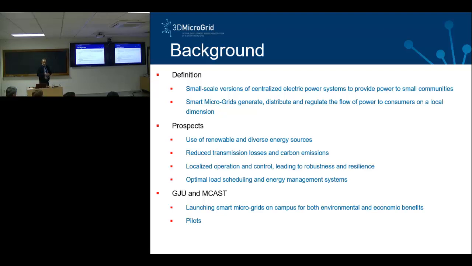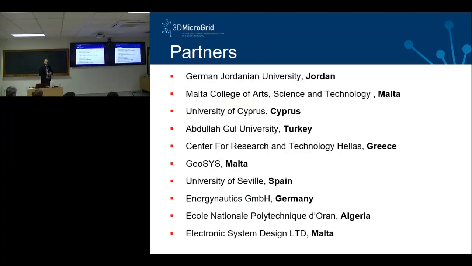And this is what we aim at the end of the project. We started the project about a year ago, and we're aiming for another 2 years to finish with the objectives. And as I said, those are the partners of our project. German Jordanian University in Jordan is the coordinator, with Malta College of Art, Science and Technology in Malta, University of Cyprus in Cyprus, Abdullah Gül University in Turkey, Center for Research and Technology Hellas in Greece, GeoCES in Malta, University of Sevilla in Spain, Energetics in Germany, Ecole Nationale Polytechnique d'Oran in Algeria, and Electric System Design Ltd in Malta.